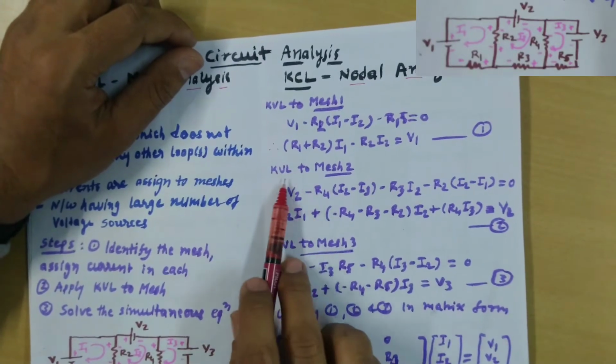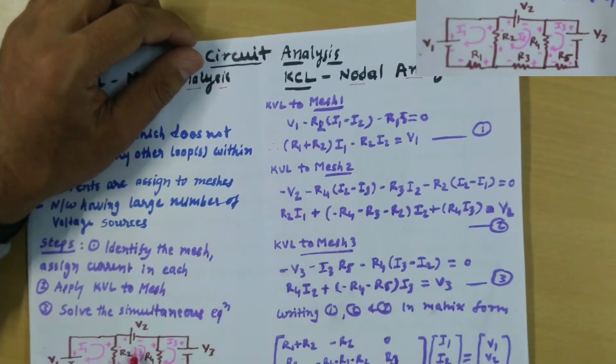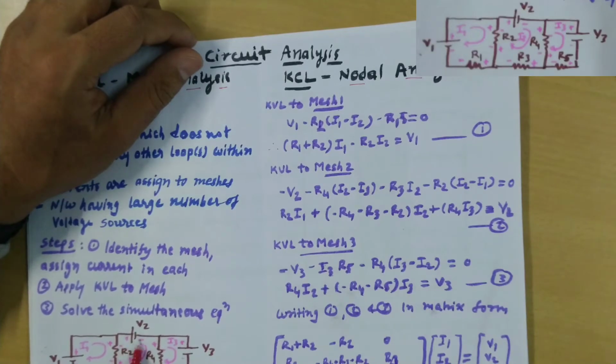Now when we apply KVL to mesh 2, we consider the direction of the current I2. I2 is entering from this side and exiting from this side in R4, that's why this is positive and this is negative. I2 is entering from right and exiting from left, so this terminal is positive and this is negative. I2 is entering from downwards and exiting from upwards, so this is positive and this is negative. And this source has positive and negative terminals.